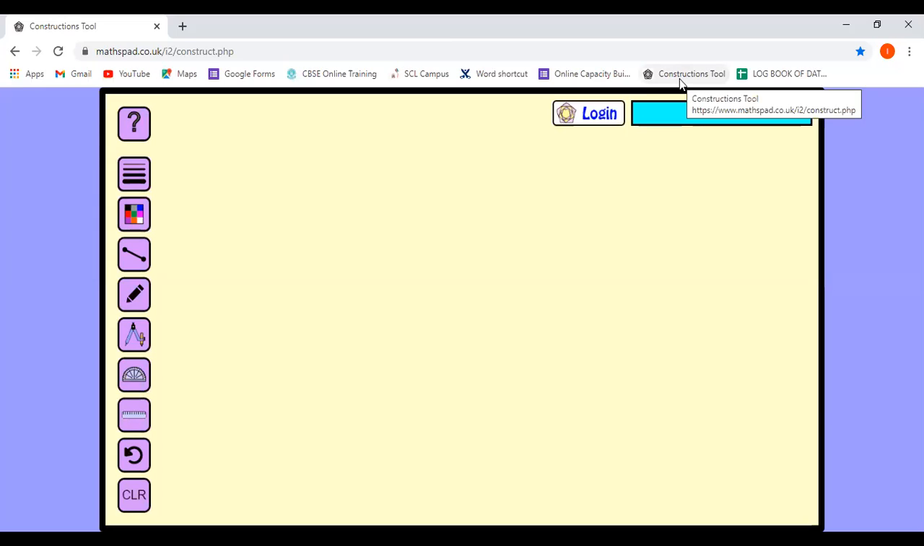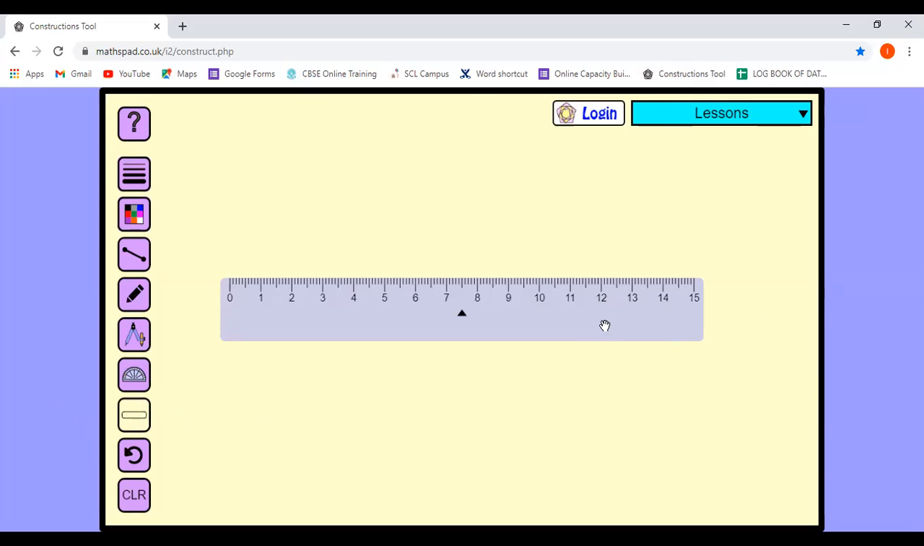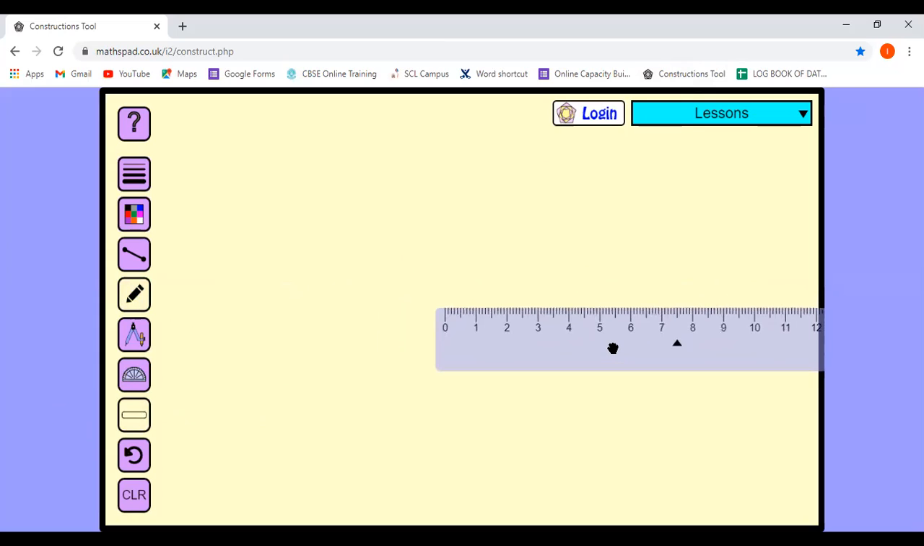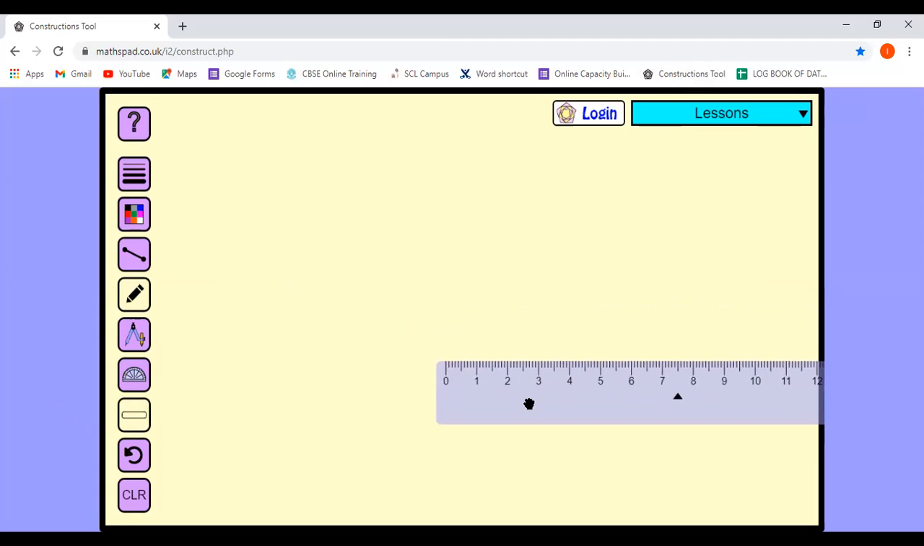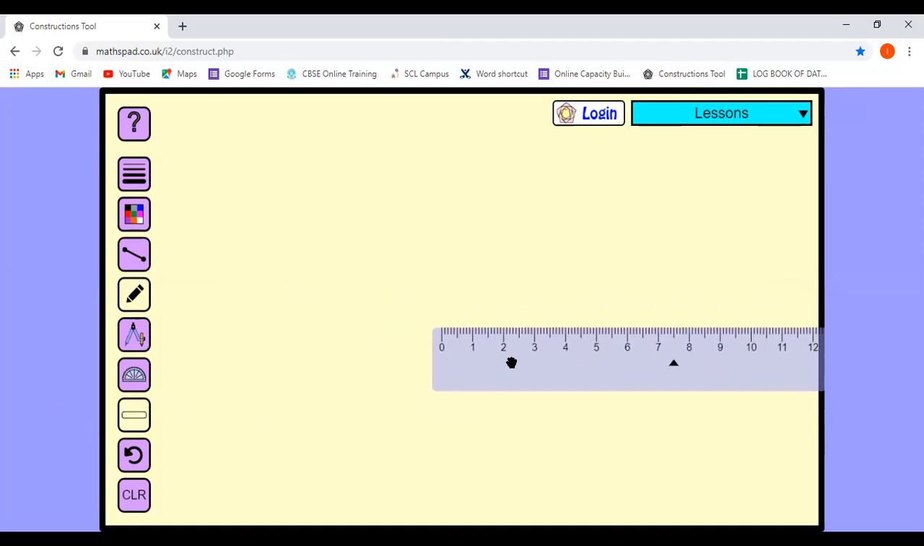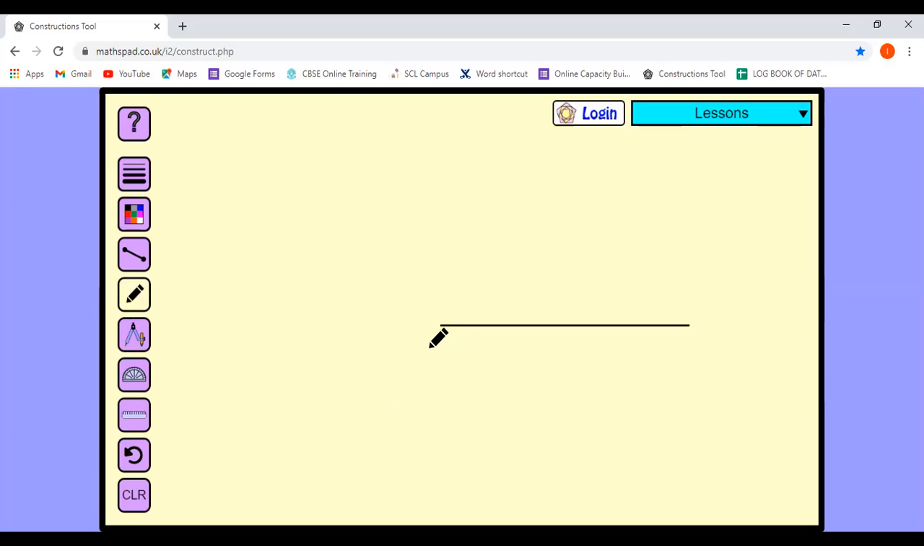So over here, first it was given that BC is 8 centimeter and angle B is 90 degree. So first of all, let us construct 8 centimeter. So this is BC for us. Now at B, we have to construct 90 degree.